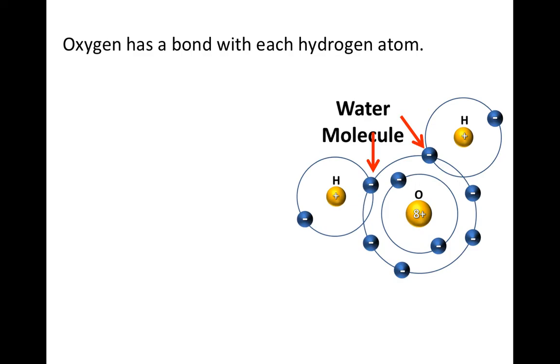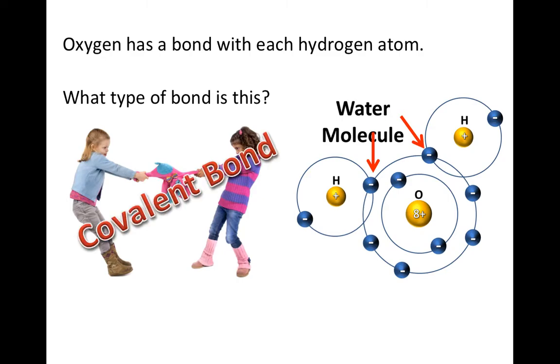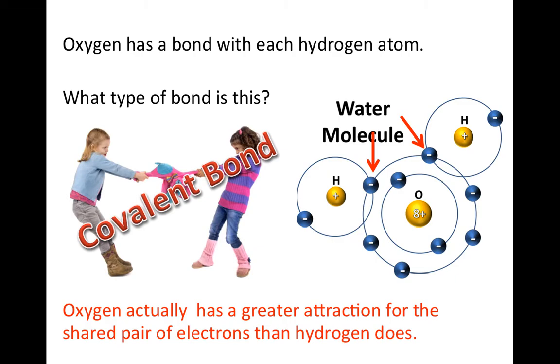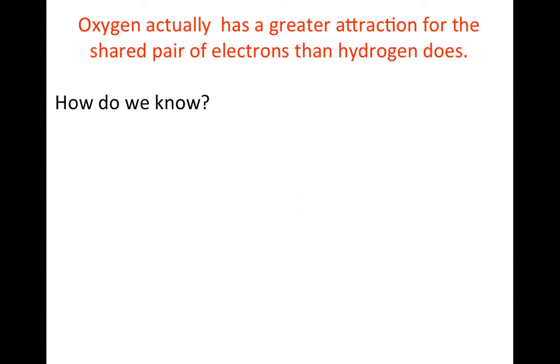They share electrons, and when they share electrons, this is called a covalent bond. However, oxygen has a greater attraction for the shared electrons than the hydrogen does. Thus, the electrons like to hang out with oxygen a little bit more often. Oxygen actually has a greater attraction for the shared pair of electrons than hydrogen does.